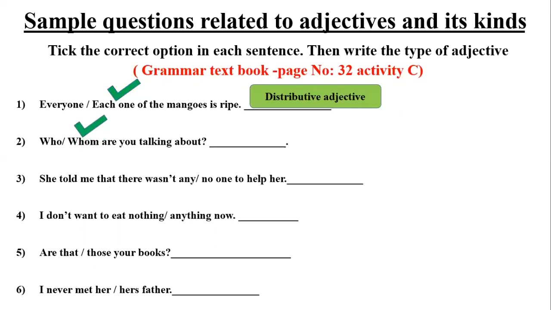So be very careful. It's a slight difference. Whom are you talking about? So when whom, who, all that will come under interrogative adjective, because you're questioning.